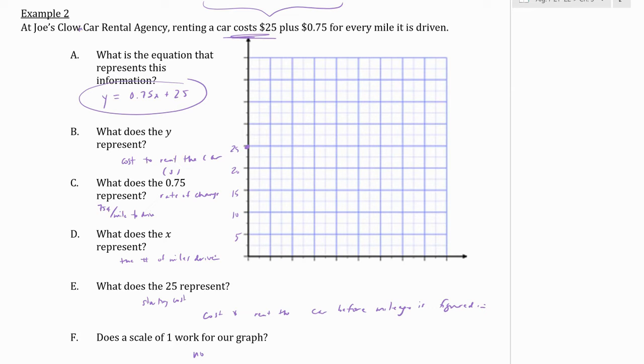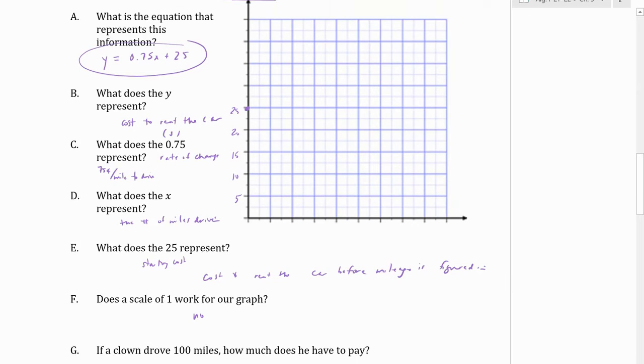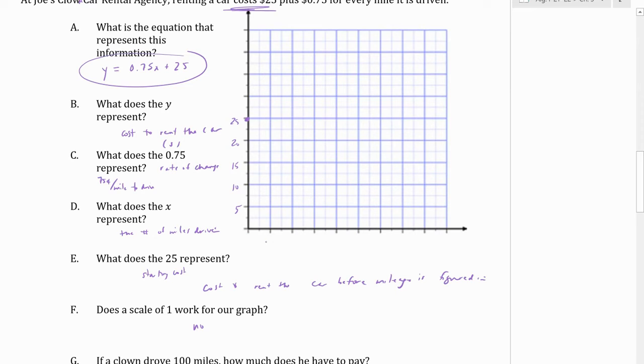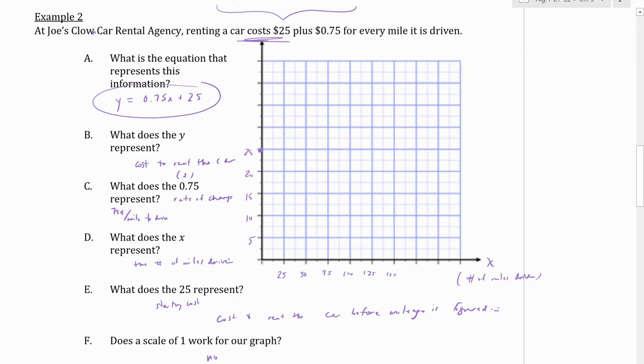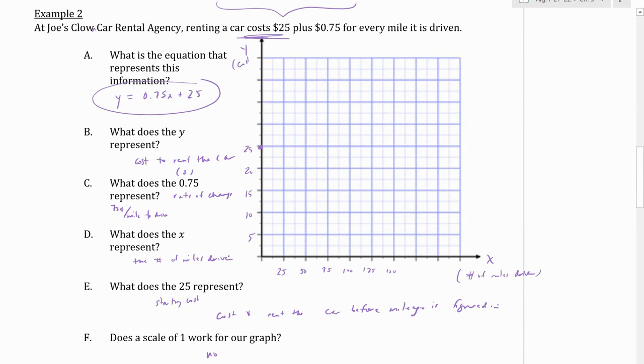And then maybe it's like the number of miles driven. I don't know, think about how many miles you're going to drive. Just coming to work this morning, I drove probably 15. So maybe we do something where we count by 50 or 25, maybe 25 down here. So our X's are the number of miles driven. And our Y's are the total cost to rent the car.